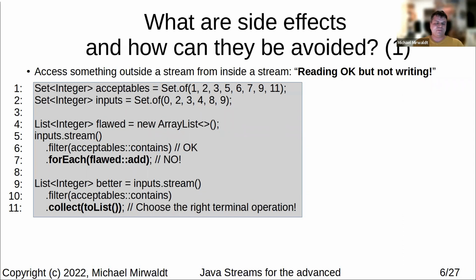And if not, then it might be something where the stream is not what you actually want. I will give you some examples on that soon, okay? So reading, okay, but not writing, please. And by the way, you cannot change local variables here, because they need to be effectively final. But if you use an atomic integer or something else which is mutable, then this effectively final isn't useful anymore.